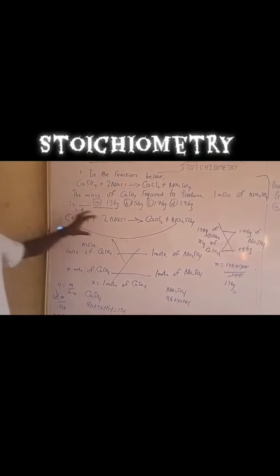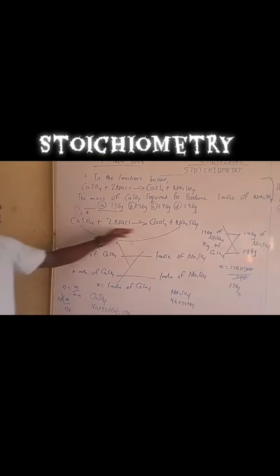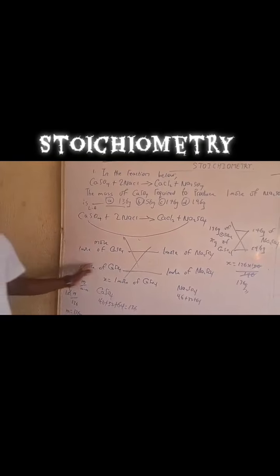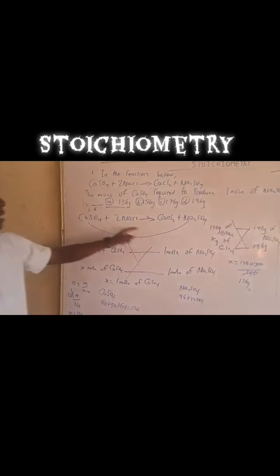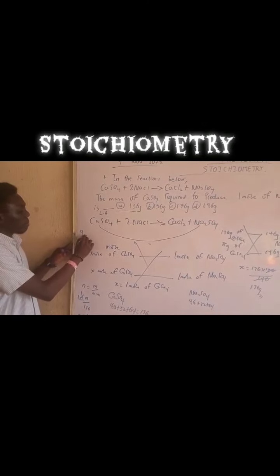Remember in stoichiometry, the equation of reaction must be balanced. Then get the two connecting factors. Then use the known to get the unknown. You can use the mole ratio or you can use the mass. Inside one mole, you can get mass. That's why the molar mass is measured as gram per mole.